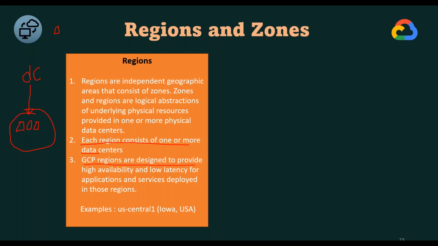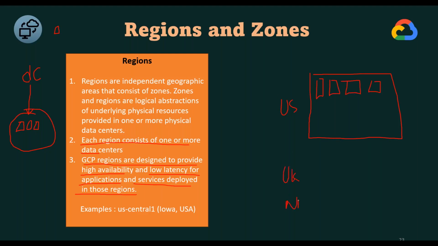GCP regions are designed to provide high availability and low latency for applications and services deployed in these regions. Why are these regions divided into multiple locations? Assume they could put all of these data centers in the US only. Why are they putting them in different locations? For example, US is there, UK is there, North America is there, South America is there. They could just put all these data centers in one location only.